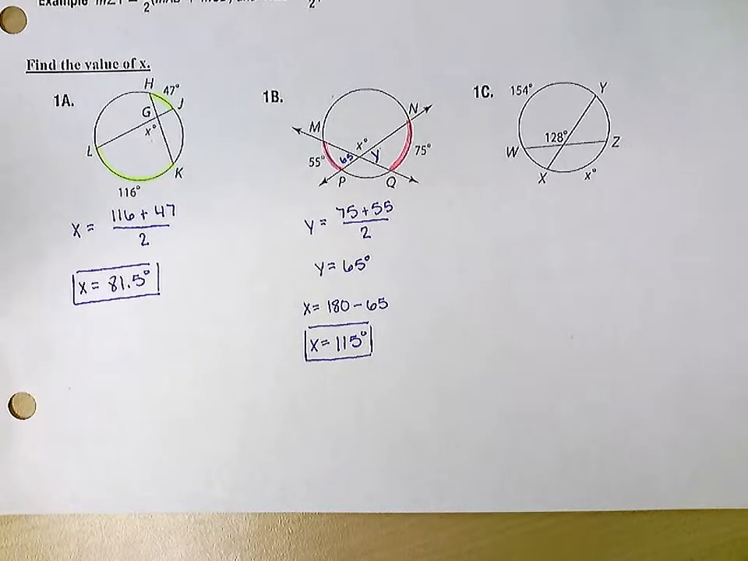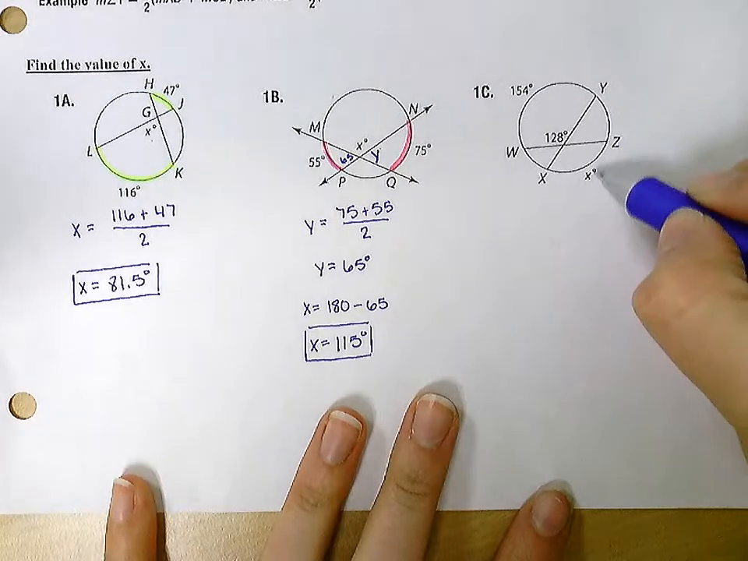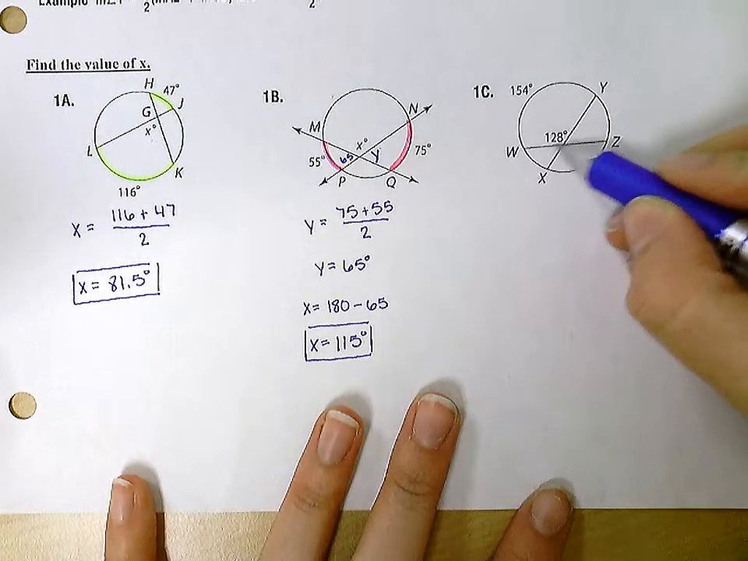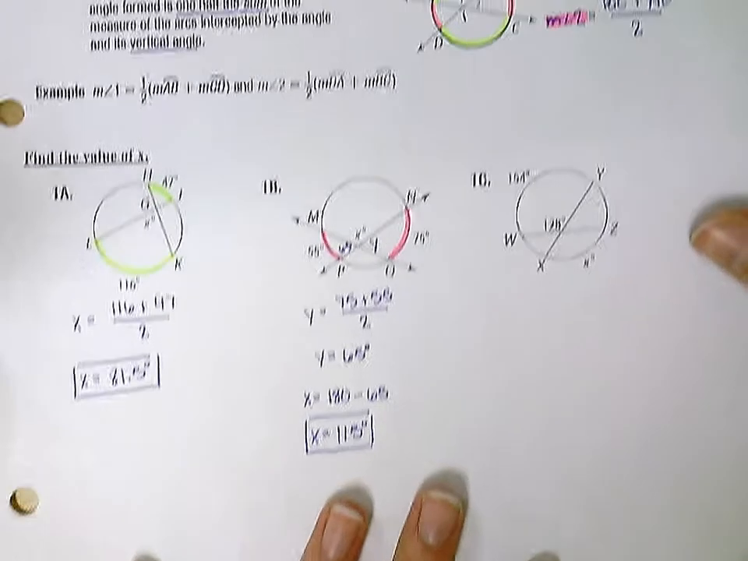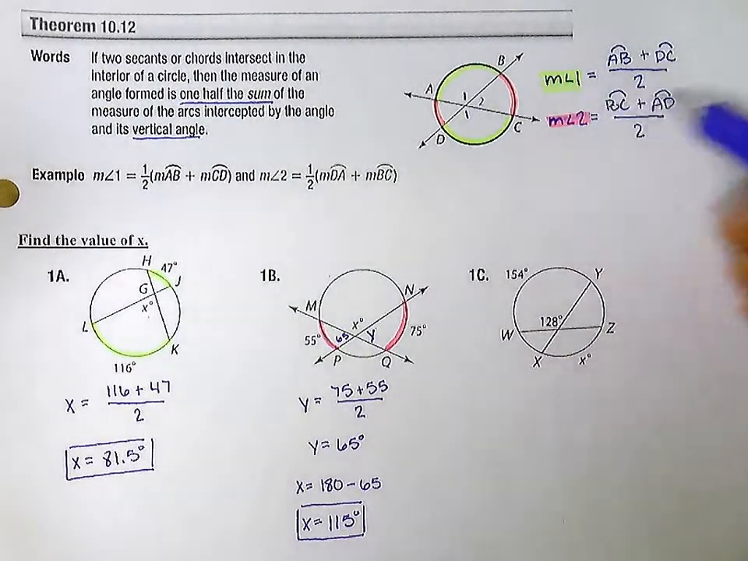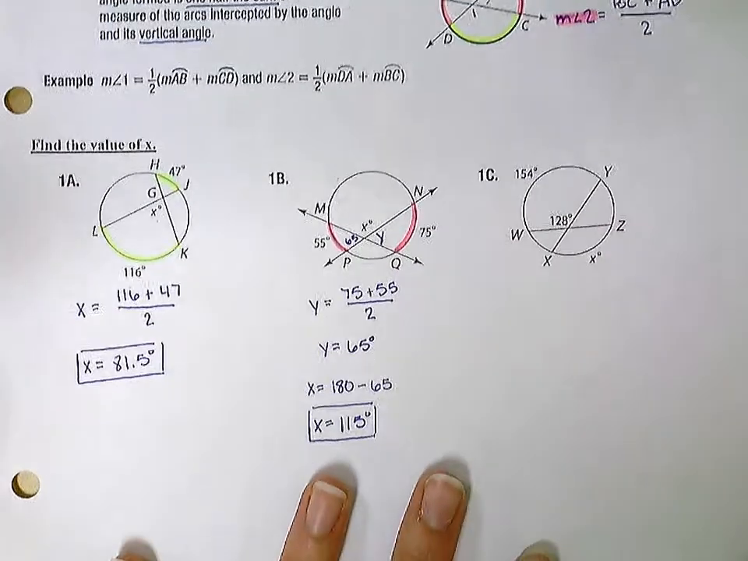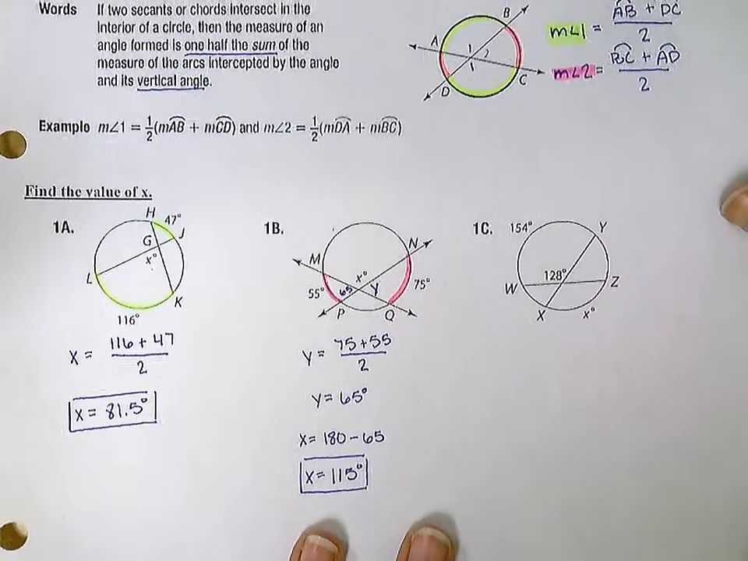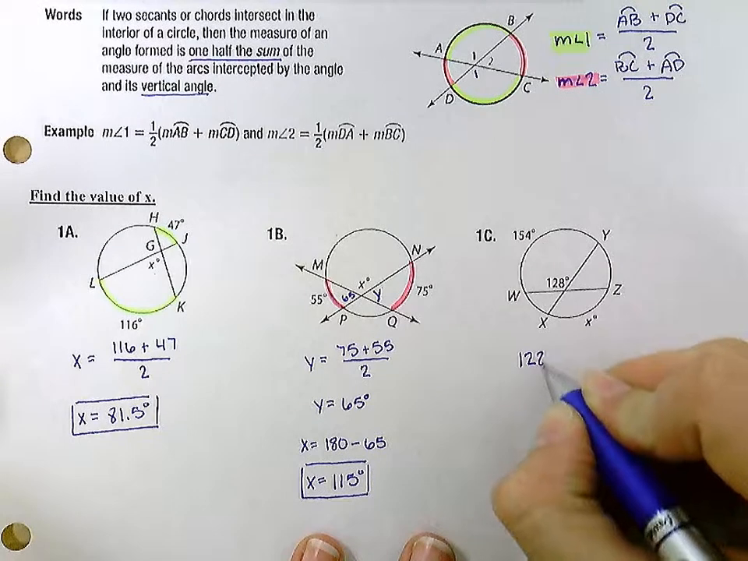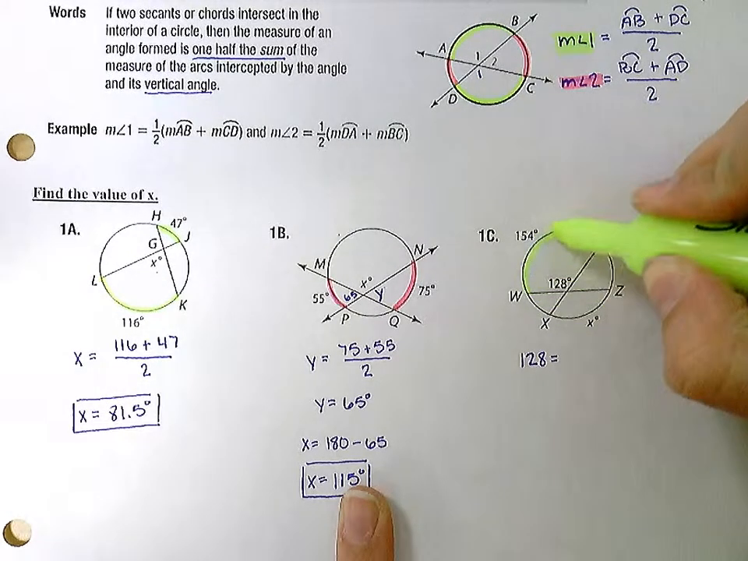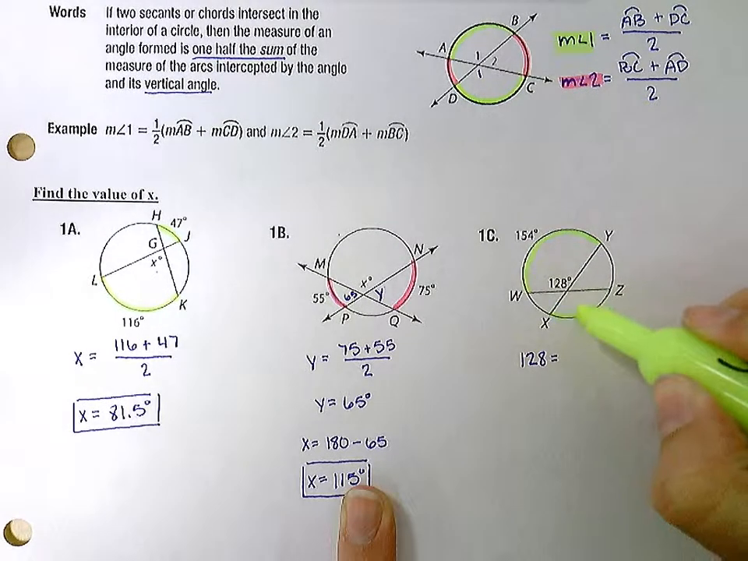All right, so last one on the front here is 1C. So this one, x is one of the arcs that you're looking for, okay? I'm given the angle, so I'm still going to use this formula here. Now where it says the measure of angle 1, that's your angle. So I'm going to plug in my angle for measure of angle 1. So I have 128. Okay, that's equal to the arcs intercepted added together. So my arcs intercepted by that angle would be WY and XZ.